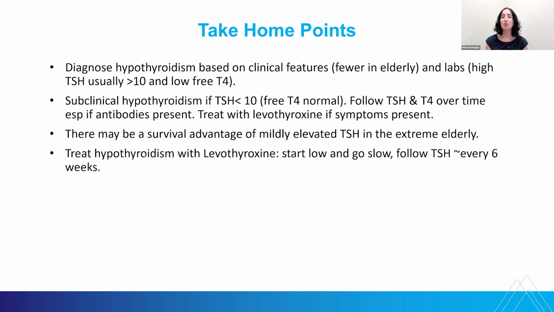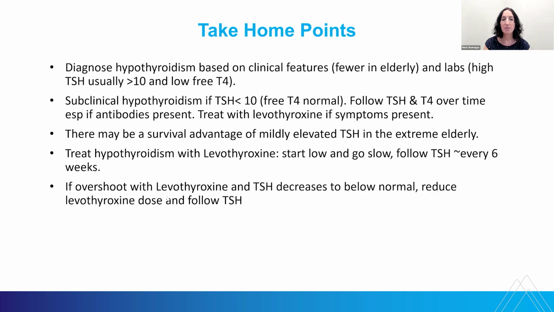If we diagnose hypothyroidism, we want to manage with T4 or levothyroxine, and we want to start with a lower dose and go slow in titration to avoid overtreatment. We want to monitor the TSH. That's the best test that will assess whether the patient's T4 levels are at goal for their individual self. If we overshoot with the levothyroxine, the TSH becomes low, then we want to reduce the levothyroxine dose and continue to follow the TSH.